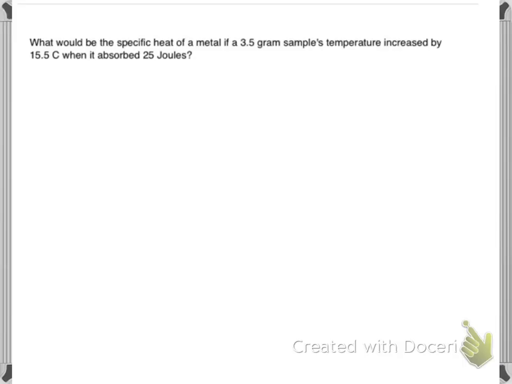So, first of all, let's read the problem, and it asks about the specific heat of a metal. If we have a 3.5 gram sample, and its temperature is increased by 15.5 degrees Celsius when it absorbs 25 joules. So, if you remember from class, the formula for this is going to be Q is equal to mc delta T.